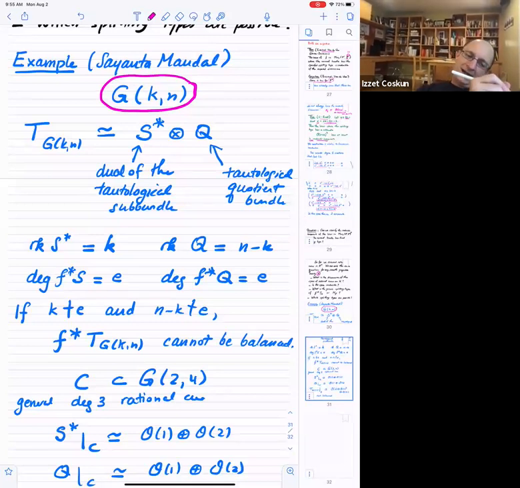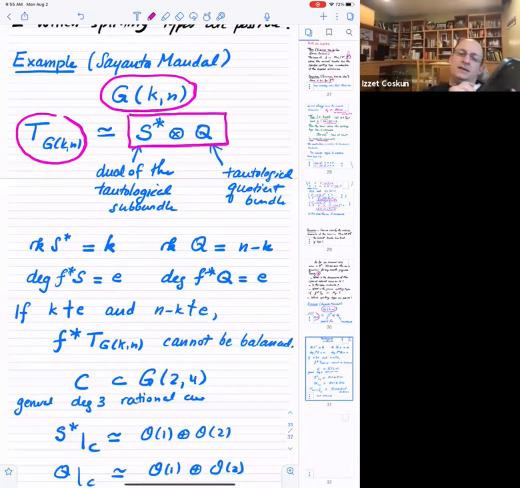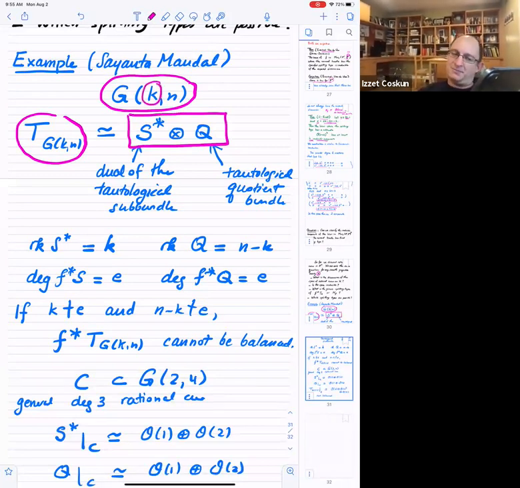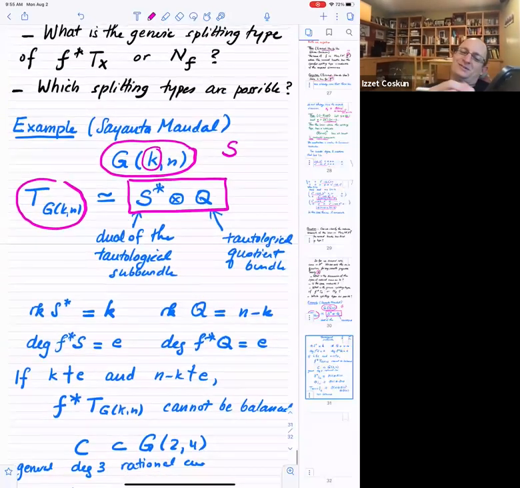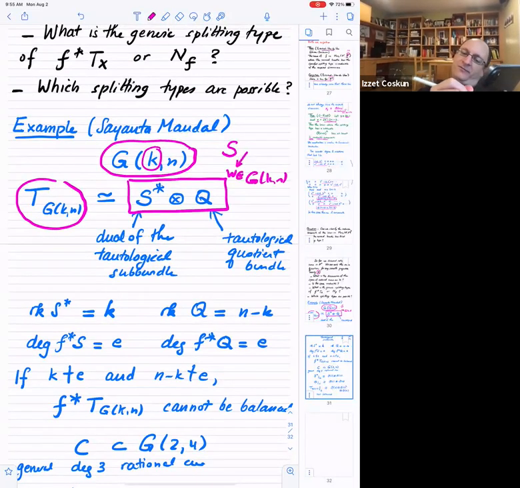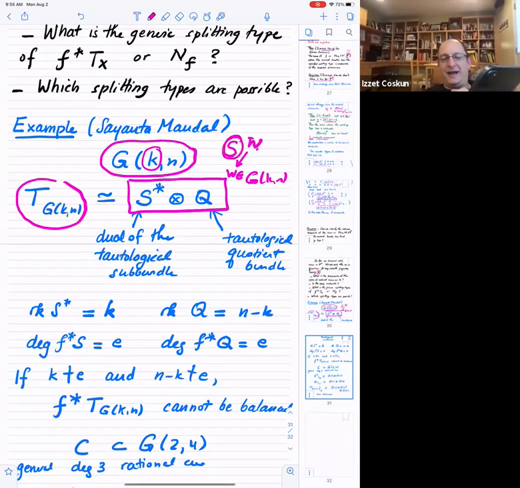Now the key fact about this that we are going to use is that the tangent bundle of this variety has extra structure. It's a tensor product of two bundles. The Grassmannian parameterizes k-dimensional subspaces of an n-dimensional vector space, so it has a tautological bundle of rank k. What is that vector bundle? If S is a k-dimensional subspace, the fiber over S is just that k-dimensional vector space. That's why it's called the tautological vector bundle.